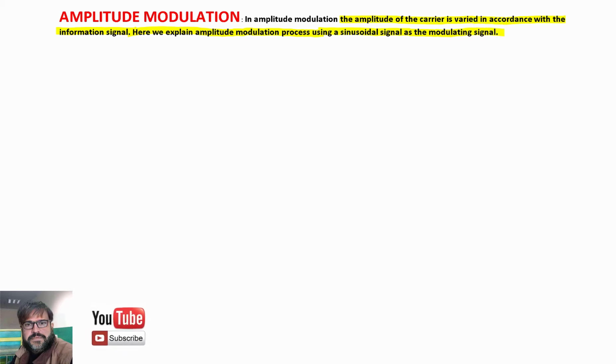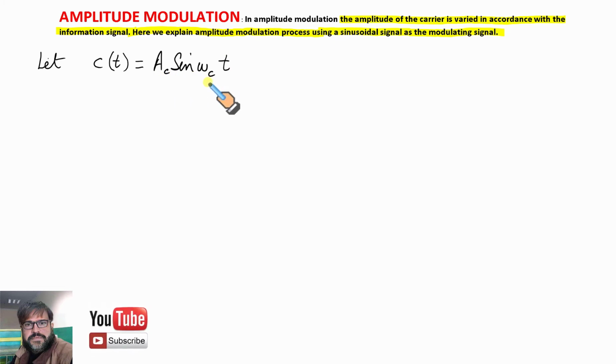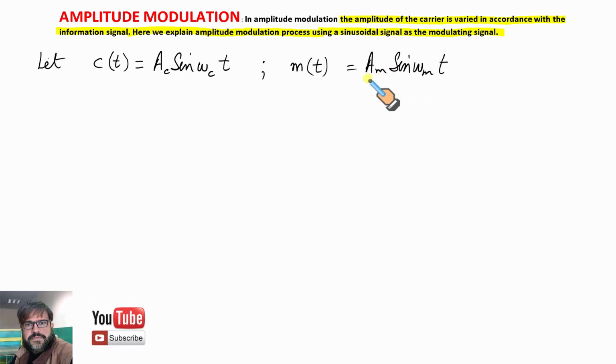Okay. So what we do is, let us say that the carrier is a signal c(t). Carrier c, which depends on time t, is equal to AC sin(omega C t), where AC is the amplitude of carrier and omega C is its frequency. Let it represent the carrier wave and let the message signal be m(t) is equal to AM sin(omega M t), where omega M is the frequency of message signal and AM is the amplitude.